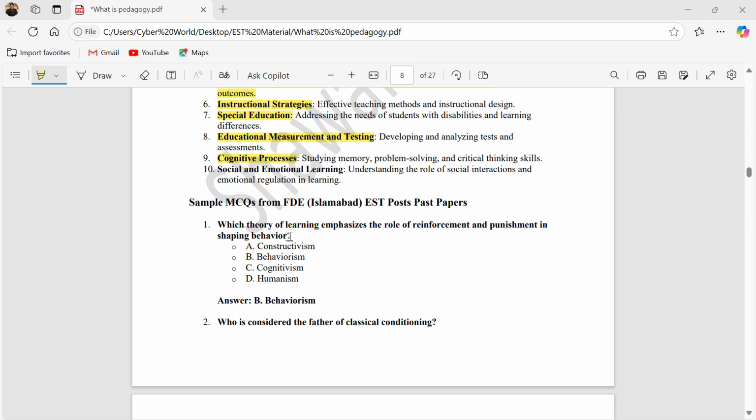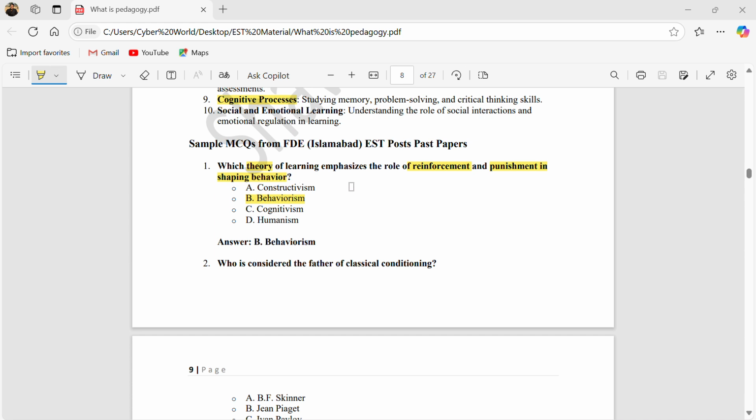Okay. Which theory of learning emphasizes the role of reinforcement and punishment in shaping behavior? Punishment for shaping a student's behavior is very bad, and reinforcement too. So which theory is that? This is behaviorism. Behaviorism is the reason behind this learning, which emphasizes reinforcement and punishment in shaping behavior.